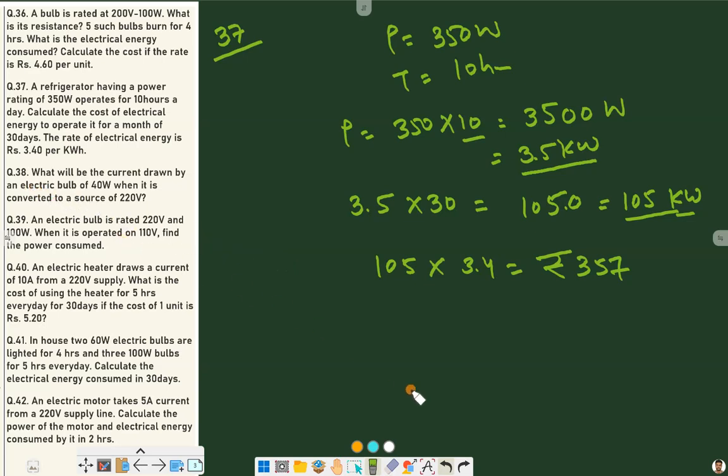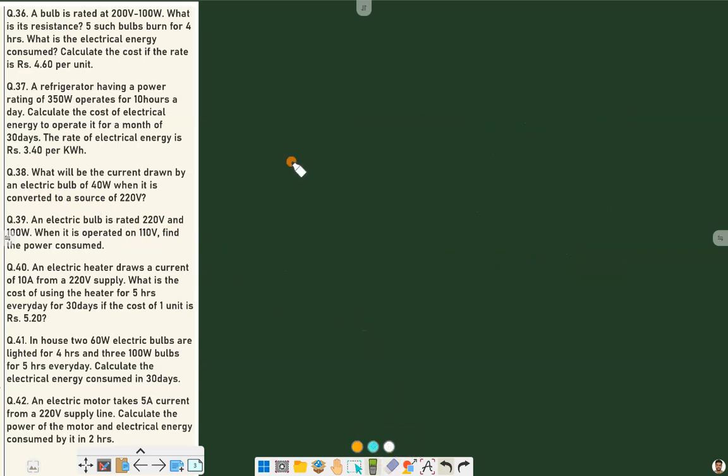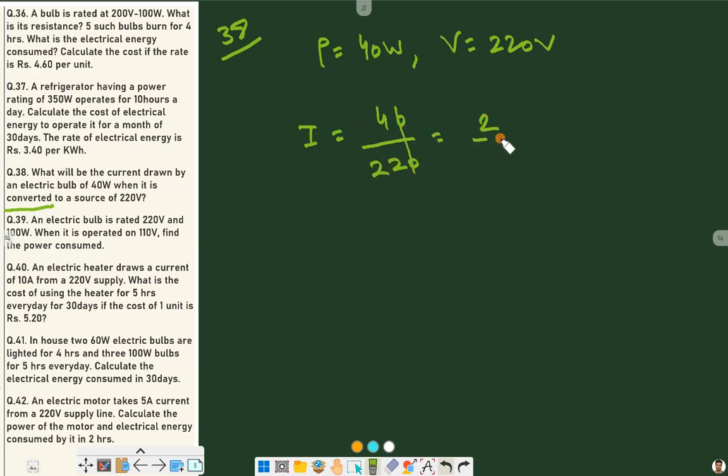Moving to question number 38. What will be the current drawn by an electric bulb of 40 watt when it is connected to a source of 220 volt? It is written here as converted, it should be connected. So power is 40 watt, potential is 220 volts. So current will be power by potential. So 40 by 220, it will be 2 by 11 or 0.18 ampere will be the answer. Moving to 39.